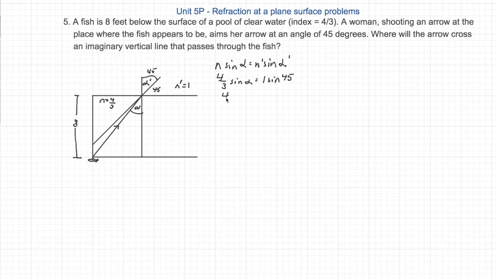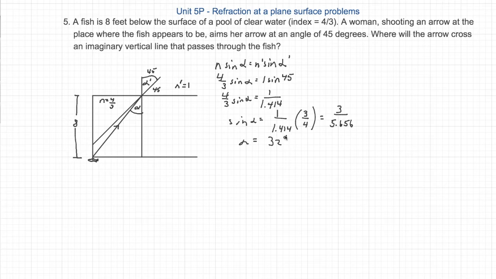n sine alpha is 4/3 sine alpha. n prime sine alpha prime is the sine of 45. The sine of 45 is 1 over 1.414. We multiply both sides by 3/4 to isolate the sine of alpha. And we get that alpha equals 32 degrees.